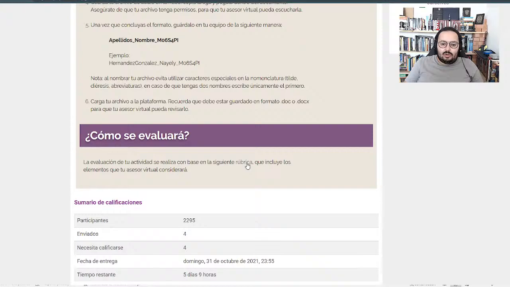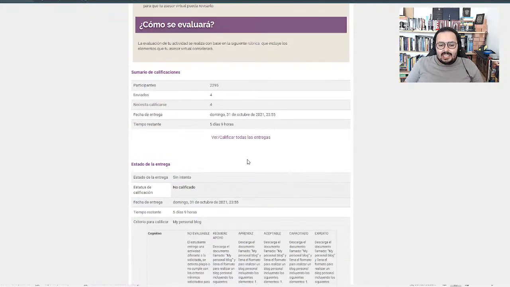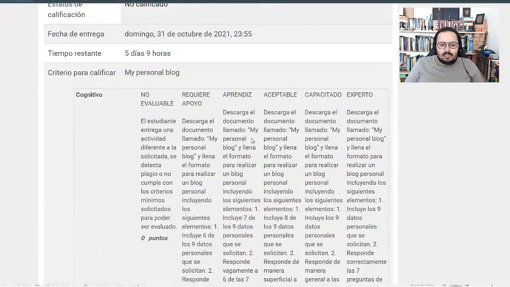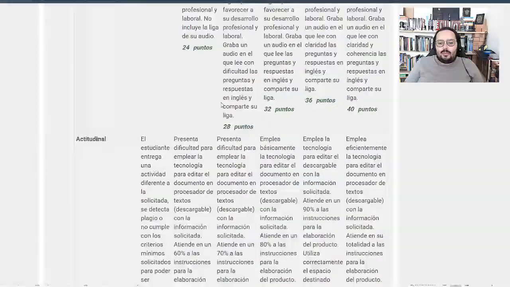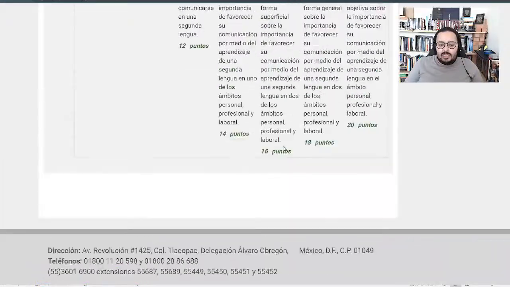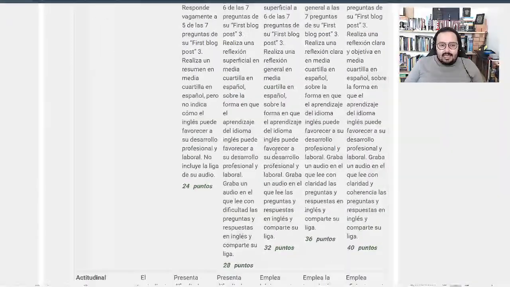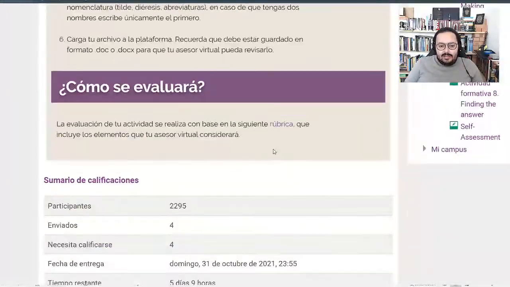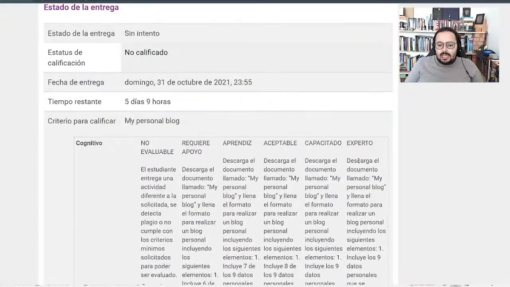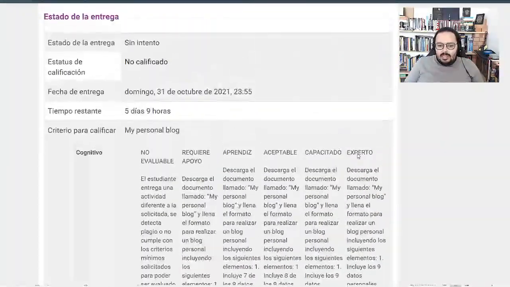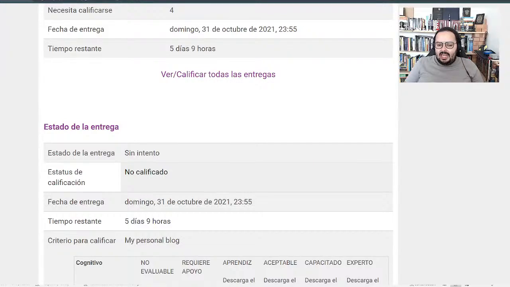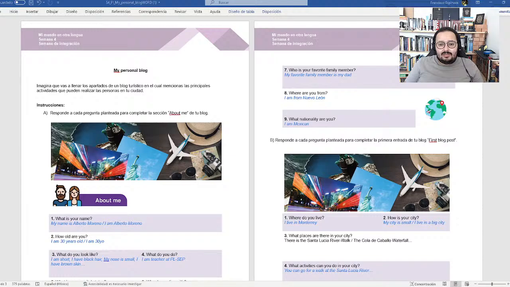¿Cómo se evaluará? Bueno, con la rúbrica. La rúbrica está aquí, le damos clic y se descarga, también está aquí abajo. Recuerden que con base en la rúbrica es cómo se evalúan las actividades. Entonces, antes de entregar su actividad, revisen que en la rúbrica todo esté en experto. Y bueno, ahora sí, vamos a ver la actividad integradora de esta semana, que es My Personal Blog.